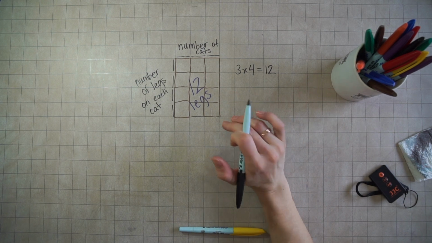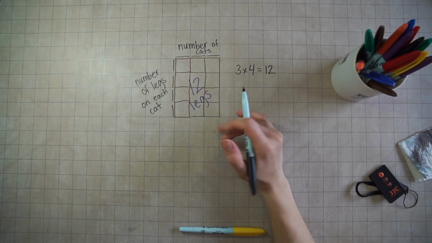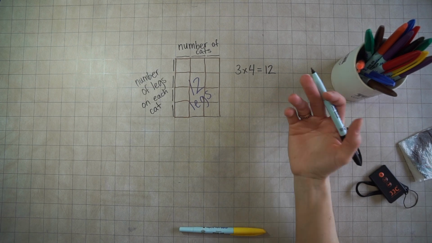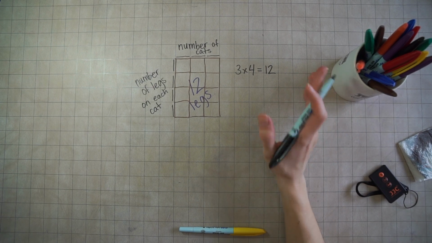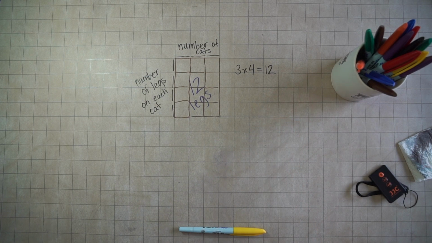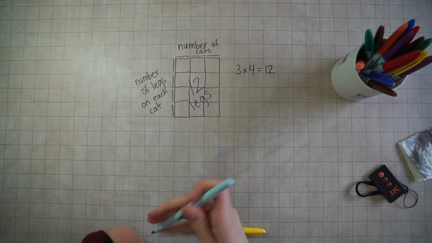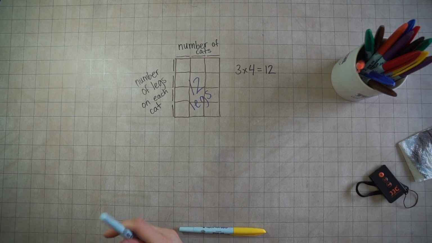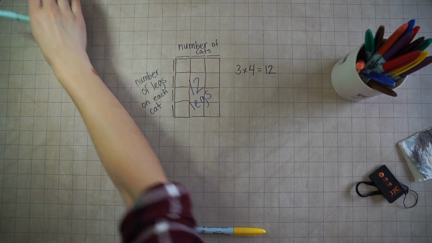But how could we use this array to show a division situation? Maybe a division story problem. Take a minute and think about that. Where would the division be here? So for division, you'd start with the total and then make it into groups.